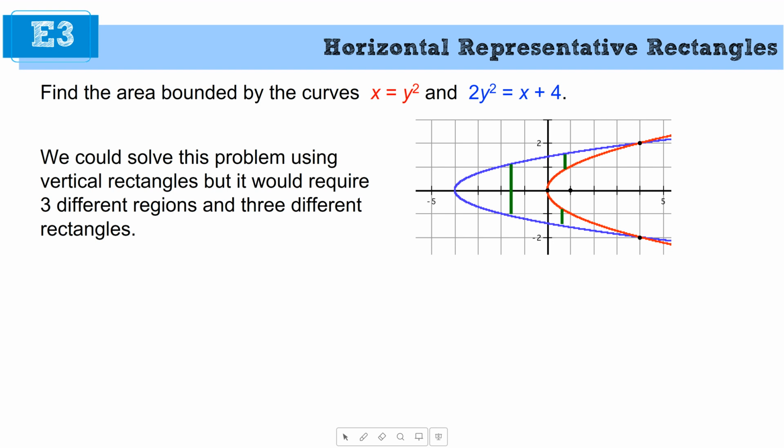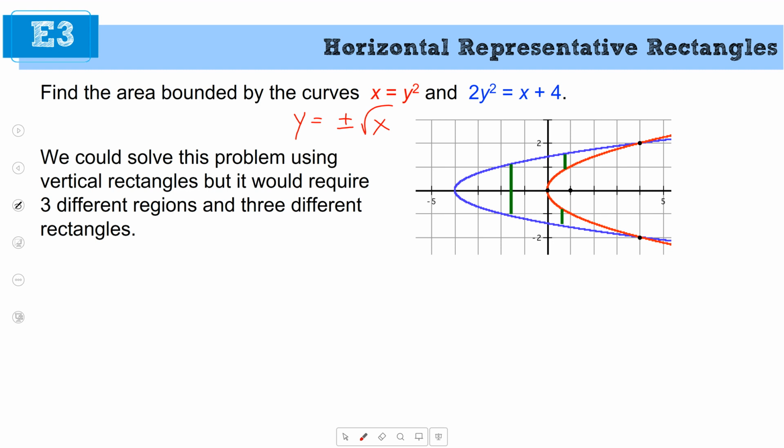Now, if I was going to do this using vertical rectangles, the first problem I would run into is these are not in terms of x. Those are in terms of y. So I'd have to solve this for y. Y is equal to plus or minus the square root of x, because when you take the square root, you get plus or minus. If I just graph the square root of x, I'm only going to get the top part of the curve. I want the whole curve, so you need a plus or a minus, which means if I'm talking about the top part of the red curve, I'm using the positive square root of x. If I'm talking about the bottom part of the curve, I'm using the negative square root of x.